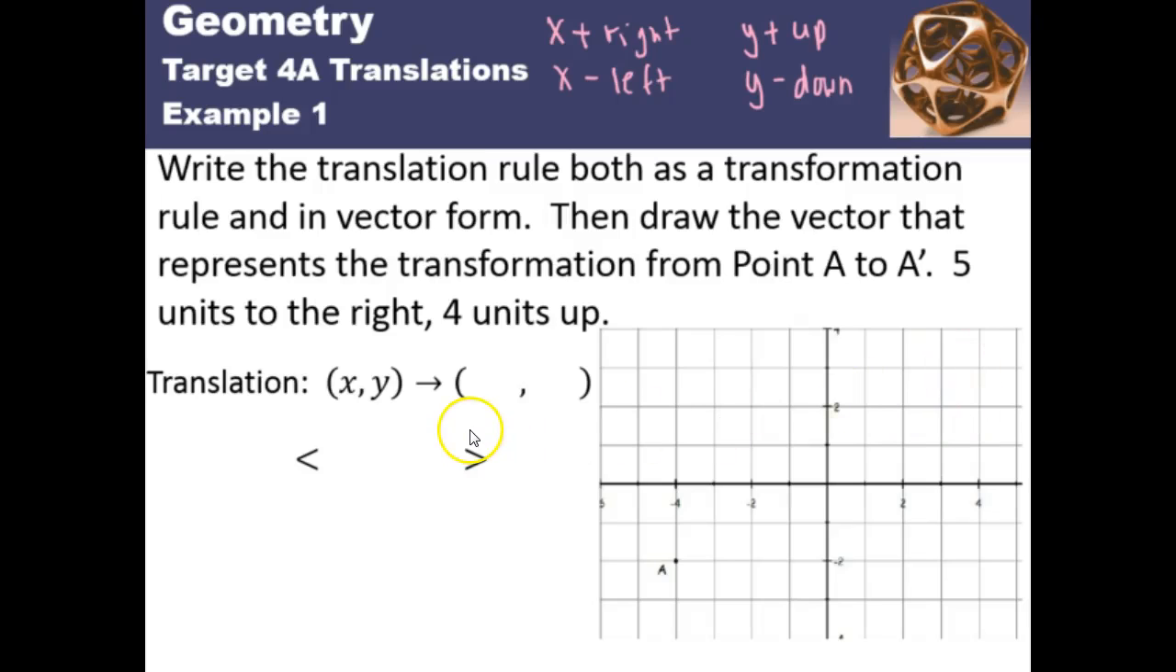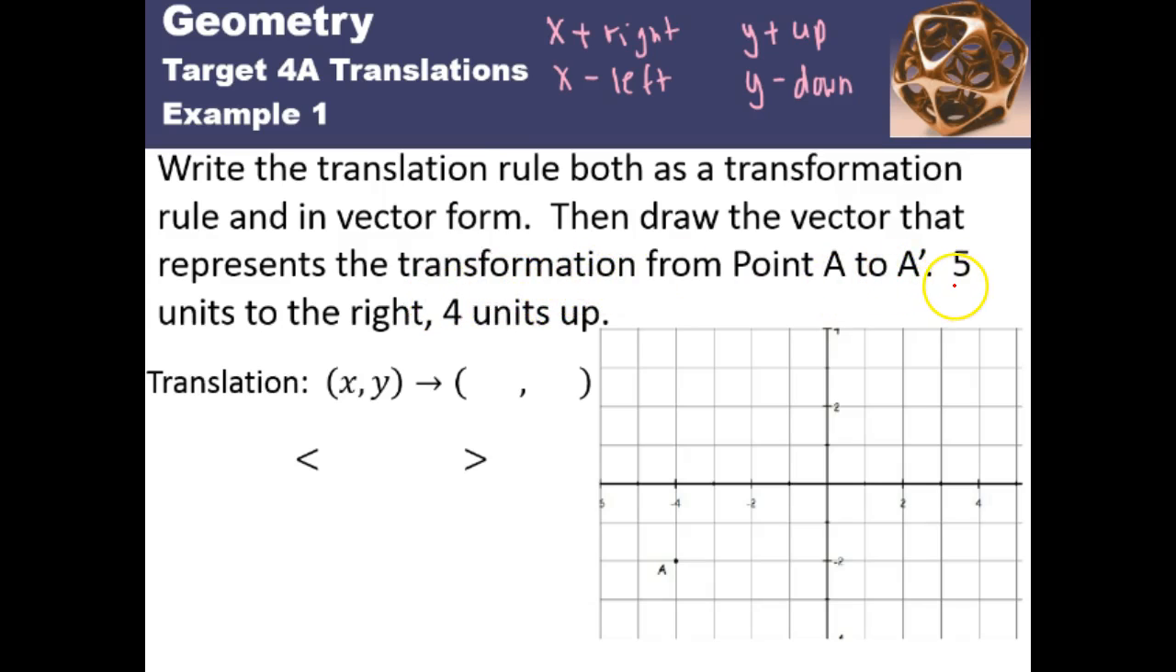Okay, this is the Geometry Target 4A Translations Retake video. Let me just grab a pen. My color, we'll go with the red. Okay, so the first thing we have to do is it says write the translation rule both as a transformation rule and in vector form. Then draw the vector that represents the transformation from points A to A prime.